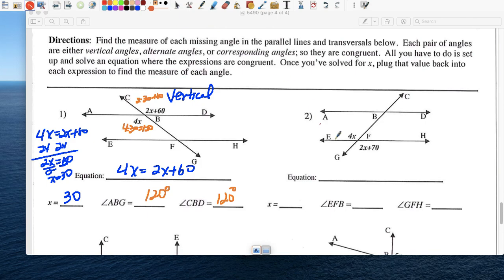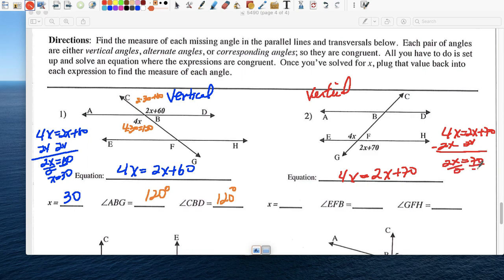On the right side, again, they're vertical angles. Right, and for vertical angles, the equation is that they're equal to each other. So let's solve this. 4x equals 2x plus 70. Subtract 2x from each side, and we get 2x equals 70, divide by 2, divide by 2, x is 35. So that's the value of the variable.